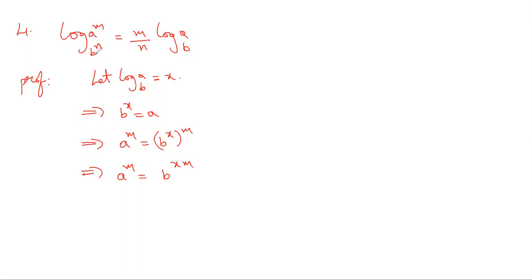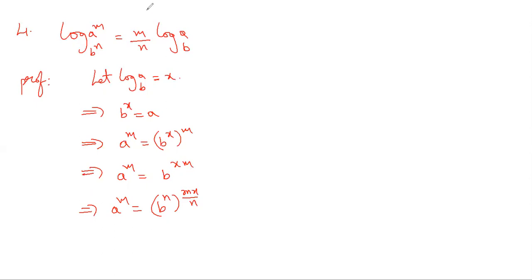But the problem is, in the previous problem, whatever base we wanted was there. But here the base we want is b power n. So we can't disturb the LHS. A power m cannot be disturbed. Then what you do is, a power m as it is, and on the b power here itself, multiply and divide with n. So basically b power n, the whole power mx by n. The n gets cancelled and you get mx again, like this.